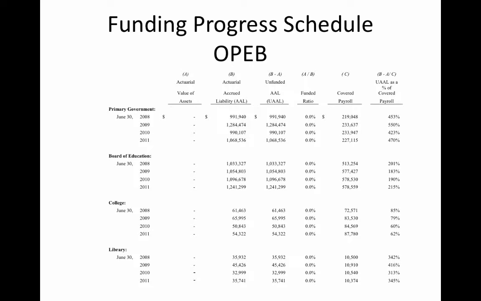For most governments, you will see in the RSI a funding progress schedule that shows you, depending upon the circumstances of the government, mostly 3 years. This government happened to show 4, although it's not required to. It'll show the actuarial value of assets, and as you would expect for most OPEB plans, there are no assets. The actuarial accrued liability, the difference between those, the unfunded liability, which in this case the numbers are exactly the same. Their funding ratio is 0 because there are no assets. Covered payroll, and the unfunded liability divided by covered payroll in a ratio here as well.